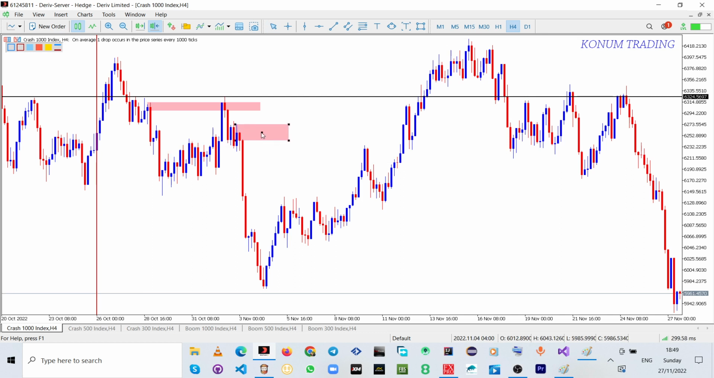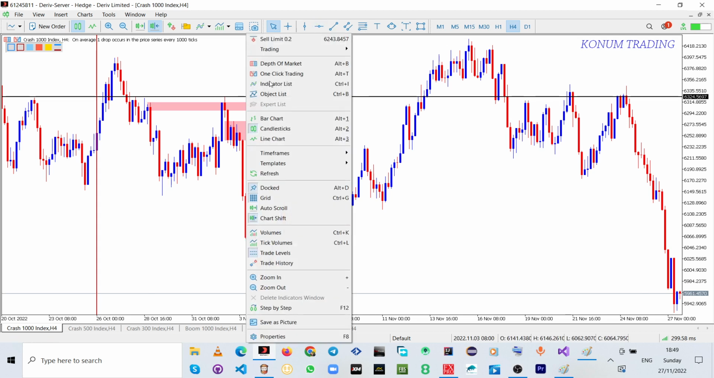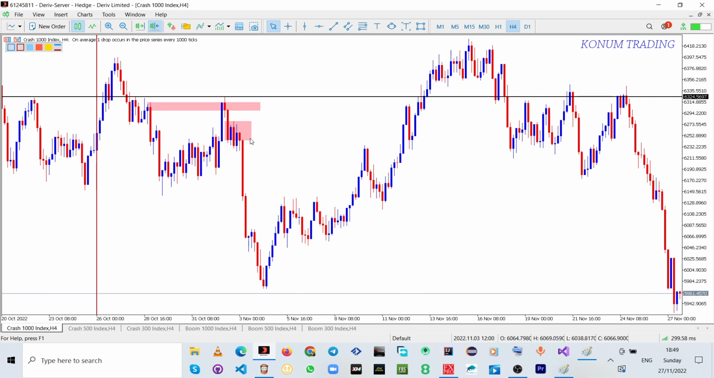So the second zone is right here, as you can see. That's the second zone right here, and price action respected our trade beautifully. As you can see, price entered into our zone and rejected out with this strong candle right here. So our sell limit will be right here, just waiting for the limit order to indicate.